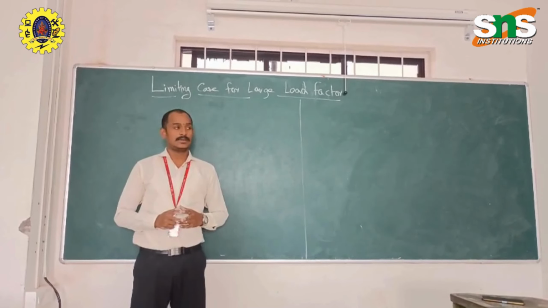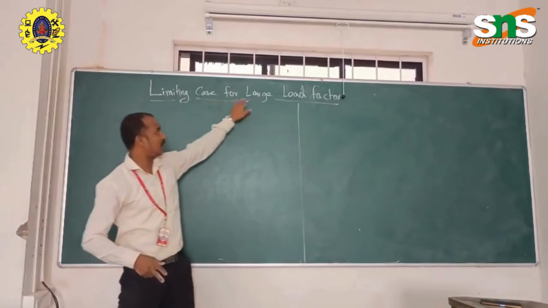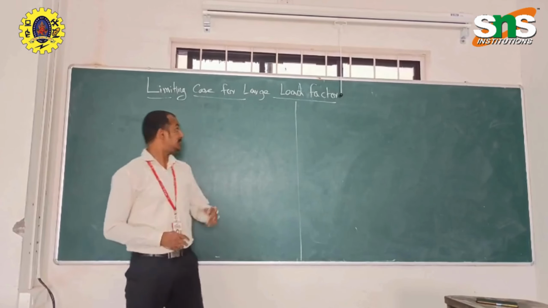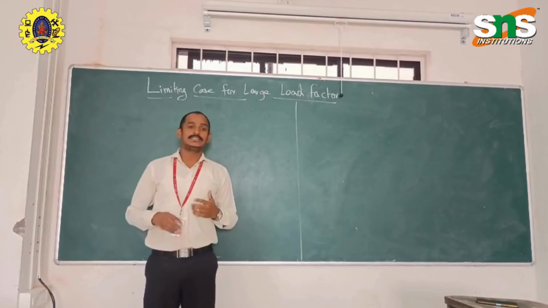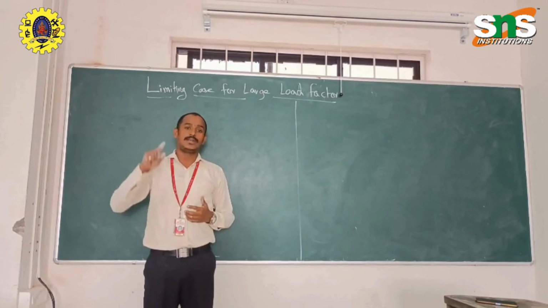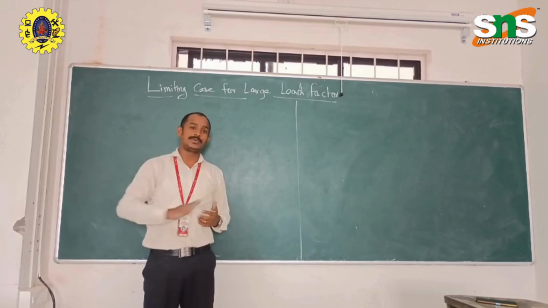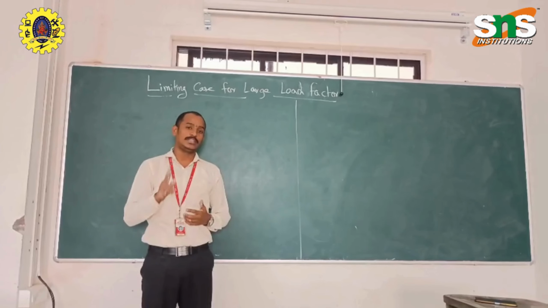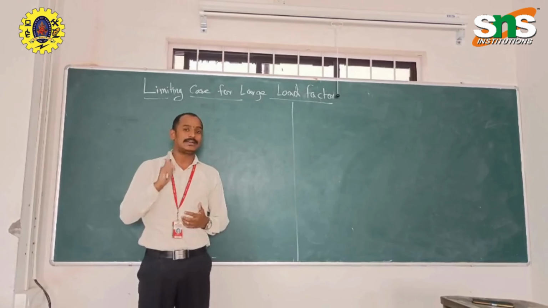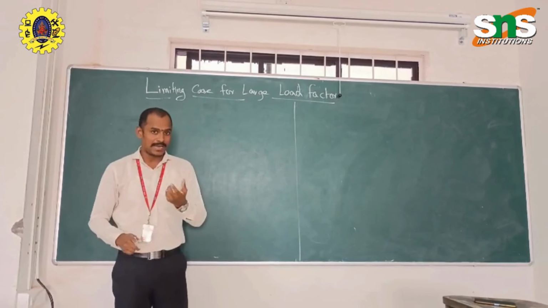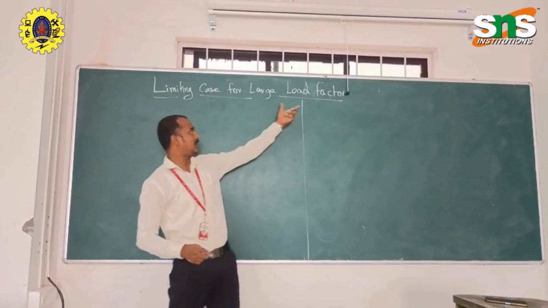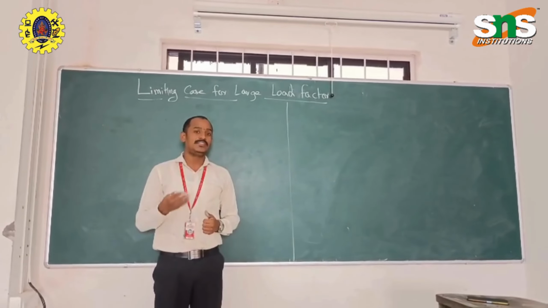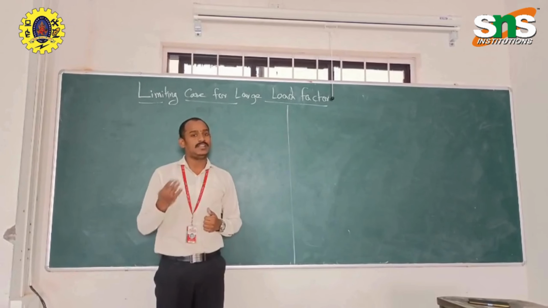Today we are going to discuss the limiting case for large load factor. For large load factor, what is the limiting case? In the last three classes we have discussed the level turn, the pull-up maneuvering, and the pull-down maneuvering. In these three cases we have solved two things: turn radius and turn rate. The main parameter involved in these conditions is load factor. The load factor is the ratio between the lift of the aircraft and the weight of the aircraft.